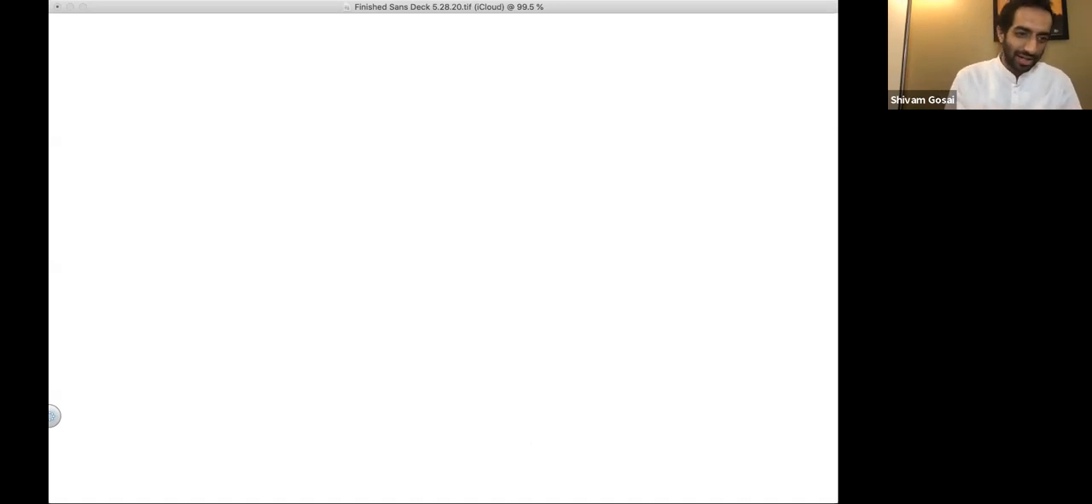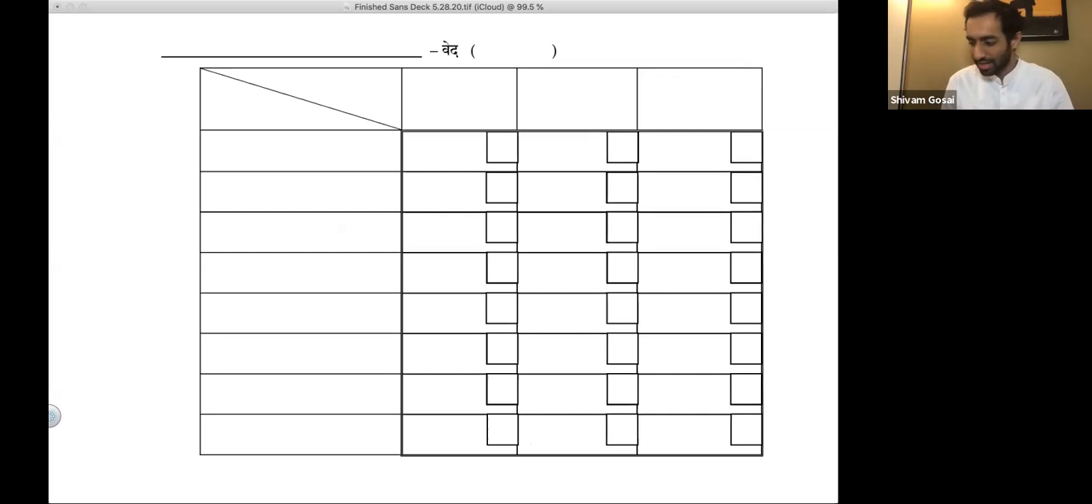So let's do the same thing. This is now it says Veda at the top. So this is in the workbook, but we don't need to open the workbook. We're just going to chant it together. So Veda. Okay, so first case, Vedaha, Vedo, Vedaha.